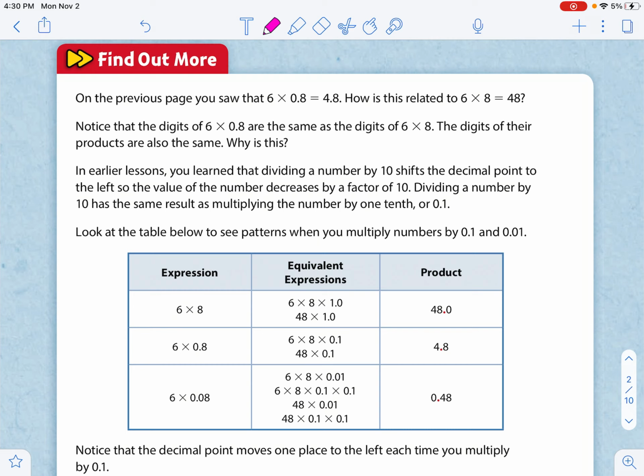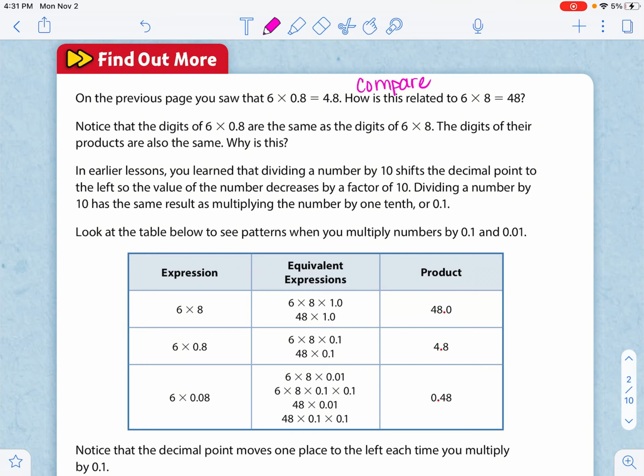So go ahead and take a look. It says, on the previous page, you saw that 6 times 8 tenths equals 4 and 8 tenths. How is this related? Or it's just saying, how does this compare? What's similar? What's different? How does this compare to 6 times 8 is 48? Okay. Well, notice that the digits of 6 times 8 tenths are the same as the digits 6 times 8. Okay. The digits of their products are also the same.